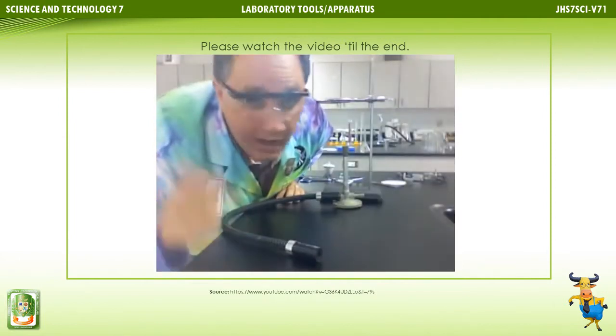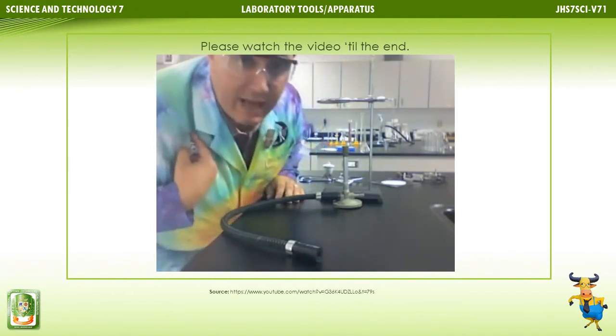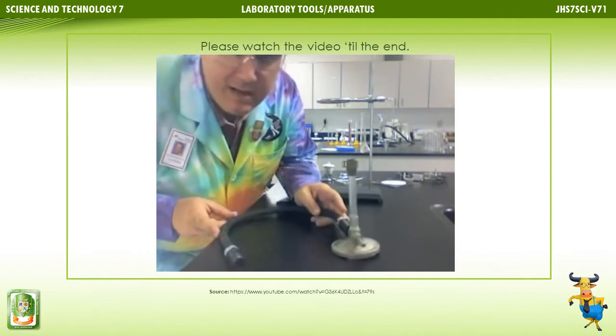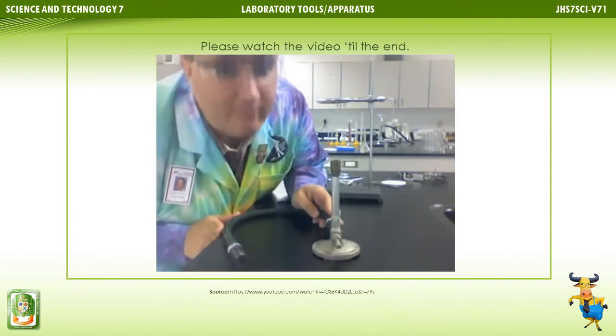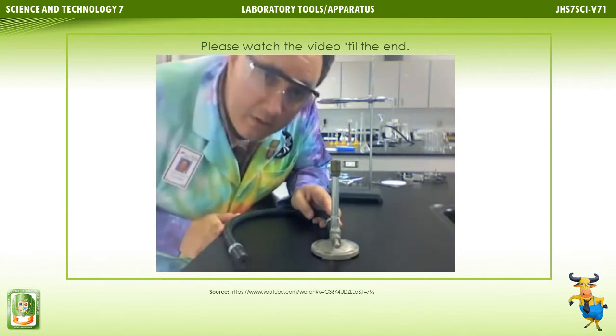I'm ready for lab. I have my safety goggles, and I have my lab coat on. It's time to use the Bunsen burner. This is a little guy that you're going to get very familiar with. Along with the Bunsen burner, we're going to use some other equipment.